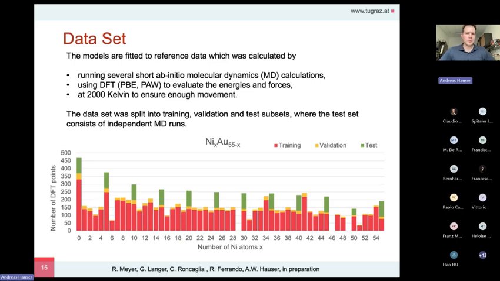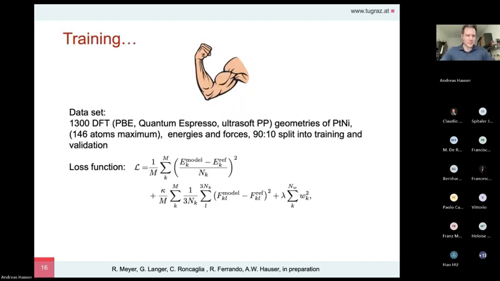So what we did was short ab initio molecular dynamics calculations. You give the system a certain temperature, in our case 2000 Kelvin, to have enough movement, and then use density functional theory to evaluate energies and forces and use this as an input. Since we are interested in these mixed clusters consisting of, say, 2 different metal types, we go from a size of 10 to, say, 150. So really in this regime, where it is more atomistic, you can still see fundamental effects when you go from one size regime to the next. If you just add a few more atoms, the cluster physics might be totally different.